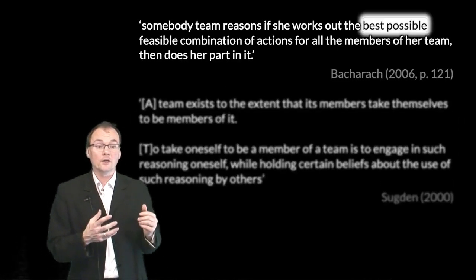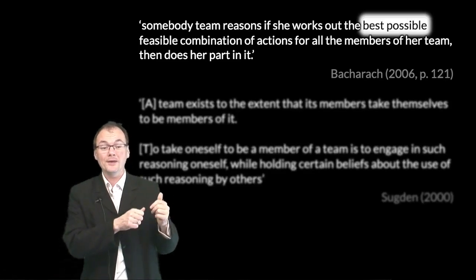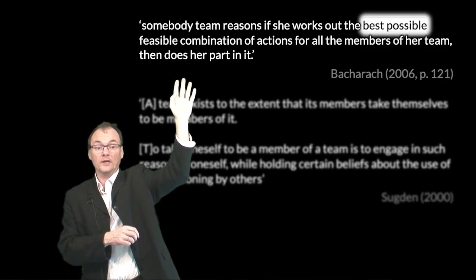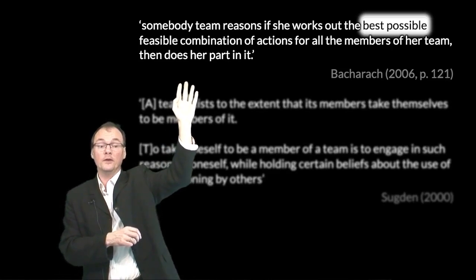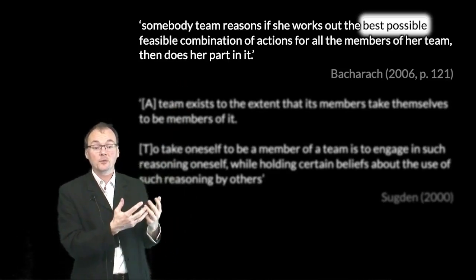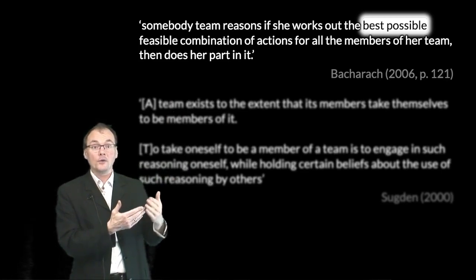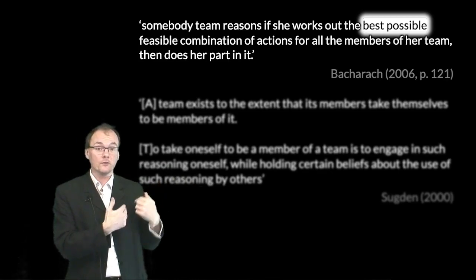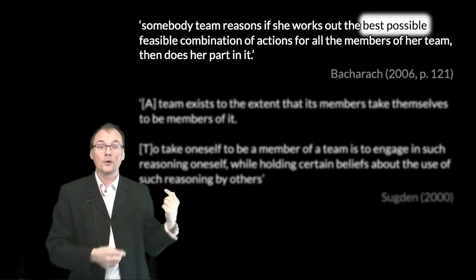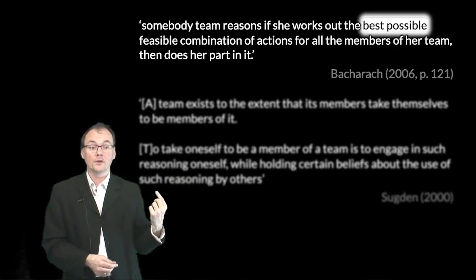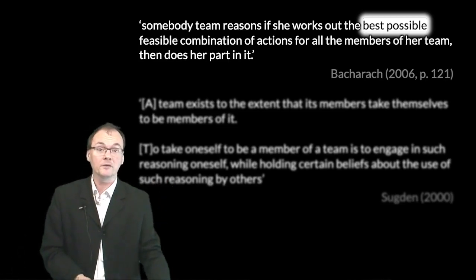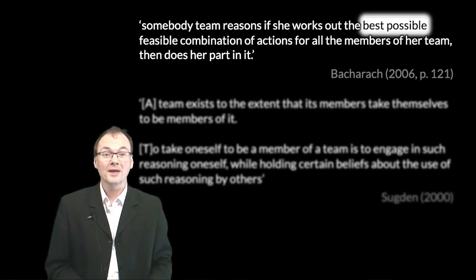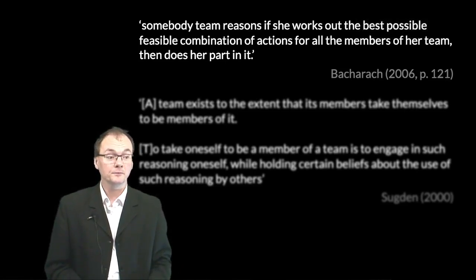So if you've been following along this far, well done. Not easy to get this on a first pass. We've understood what Bacharach means by best possible feasible combination of actions. The best possible one is one that optimizes expected utility, but relative to the preferences not of me or of you, but of the team. The best possible feasible combination is one that maximizes expected utility relative to the preferences that the team has.